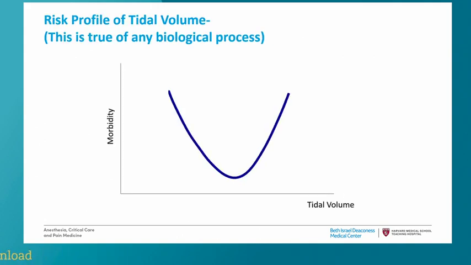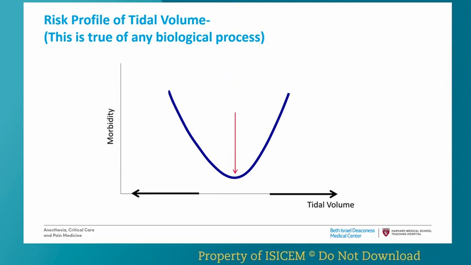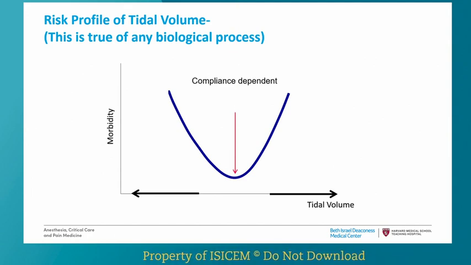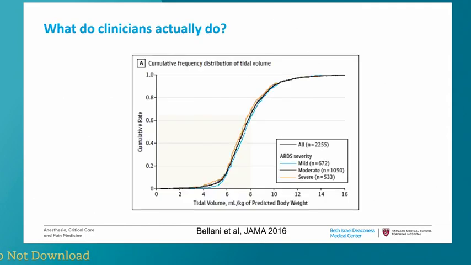So the risk factor of tidal volume is U-shaped, and that's true of pretty much every variable in medicine. So if your potassium is low, you'll die. If it's high, you'll die. If your tidal volume is too low or too high, you'll die. But where is that sweet spot? It's probably compliance dependent in the individual patient. And we need to take into account the individual patient's compliance when considering the tidal volume.